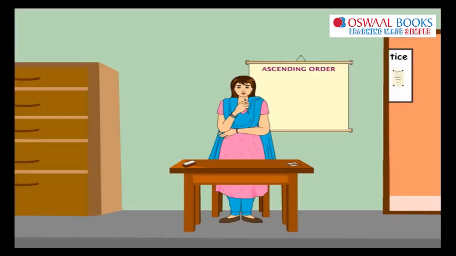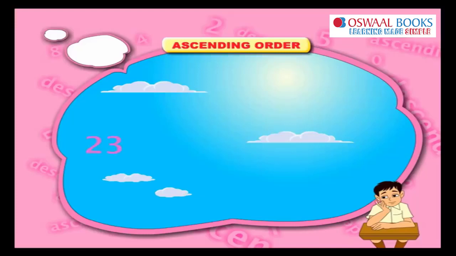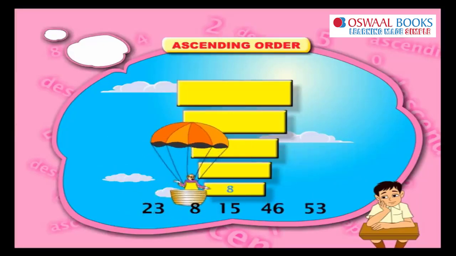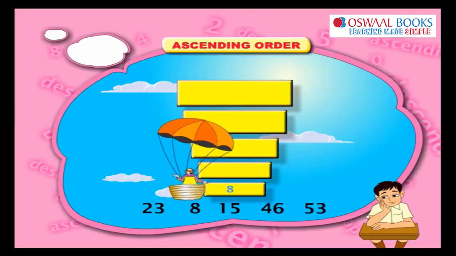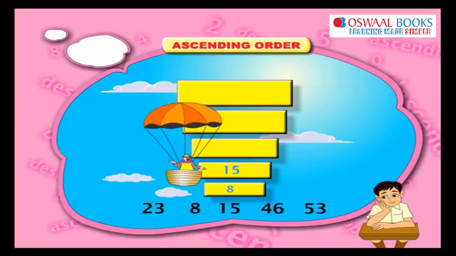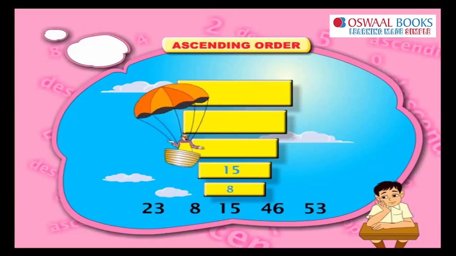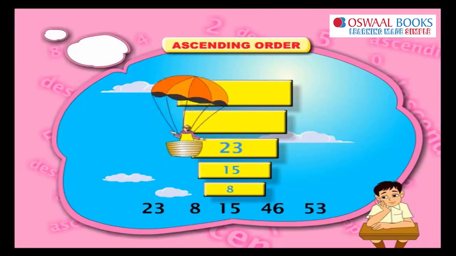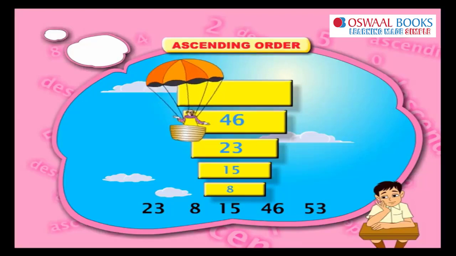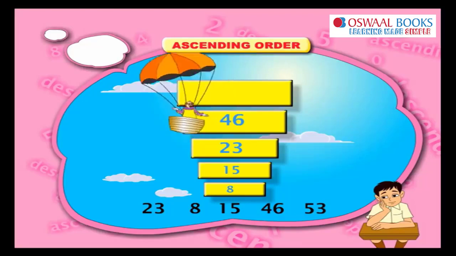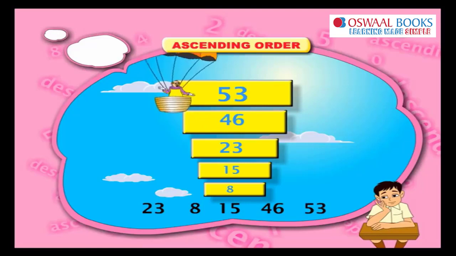Let us arrange these numbers in ascending order. 23, 8, 15, 46, and 53. First comes 8, as it is the only one-digit number. Next comes 15, as it has only 1 ten and 5 ones. Next comes 23, with 2 tens and 3 ones. Next comes 46, with 4 tens and 6 ones. And finally 53, as it has the highest number of tens, that is 5 tens and 3 ones.